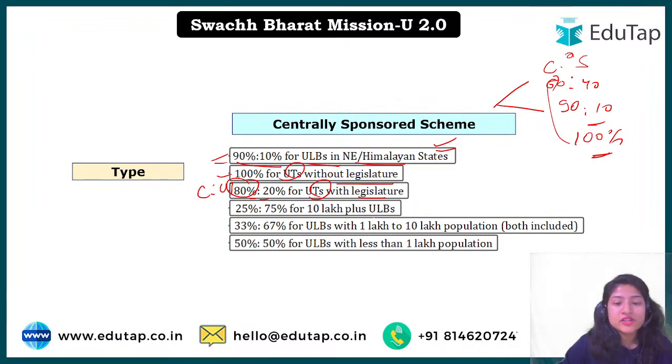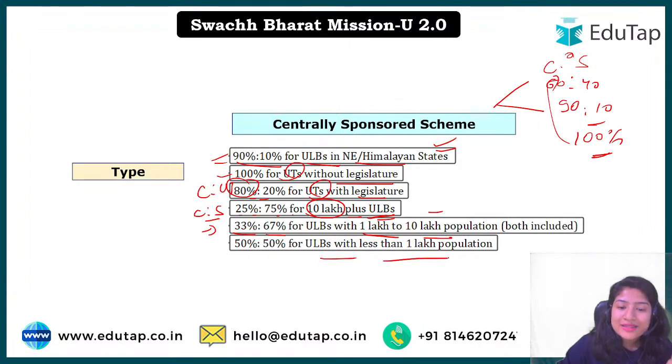And then there is a division of urban local bodies according to the population. If the population is 10 lakh plus, in that case the center and state division is 25:75. For ULBs with 1 lakh to 10 lakh population, and here we are including 1 lakh and 10 lakh as well, in that case the division is 33:67.